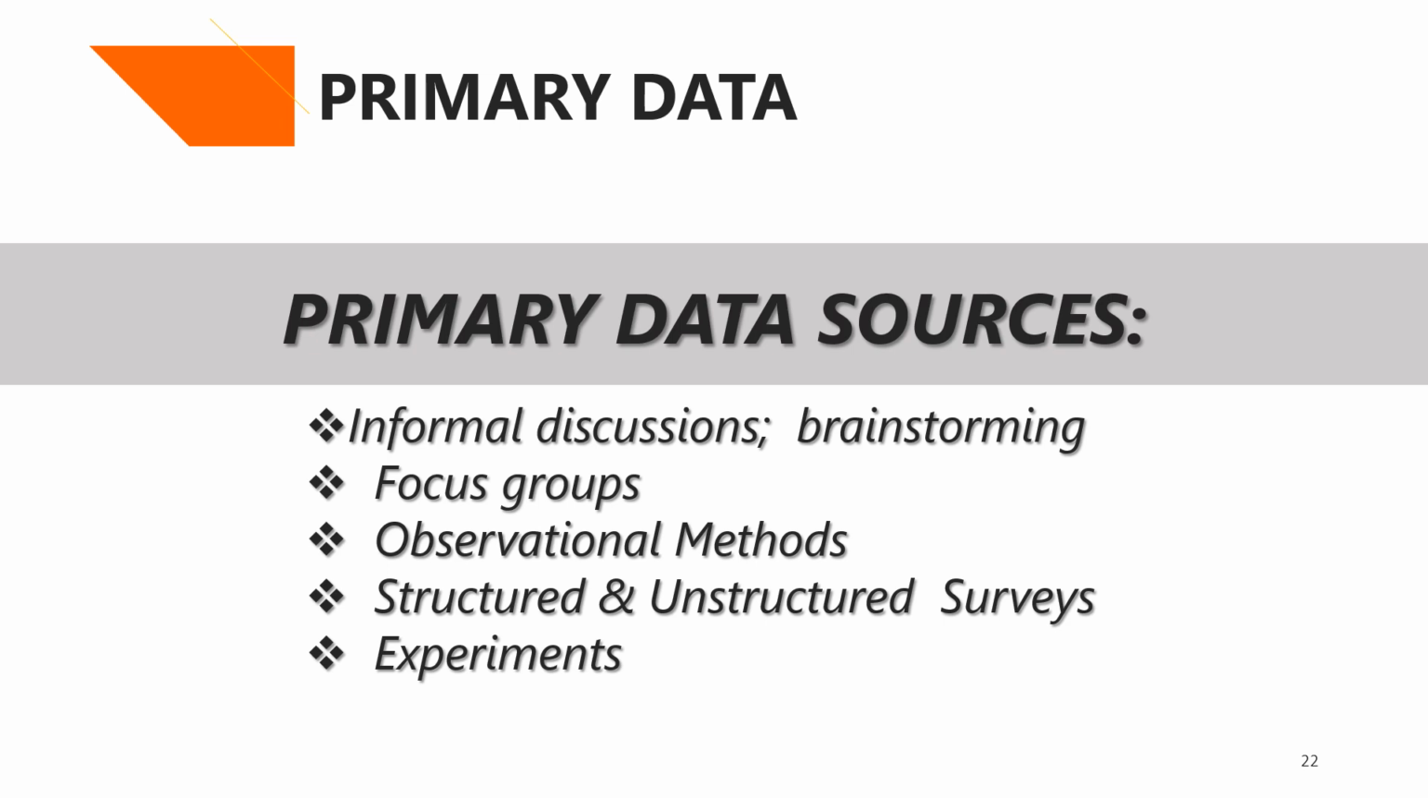If your research approach requires you to collect data using primary data, you can use informal discussion and brainstorming as a data collection method. Other than that, you may also conduct a focus group interview or observation, or maybe you can develop a questionnaire survey, whether structured or unstructured. Or similarly, you may run an experimental design to collect your primary data.